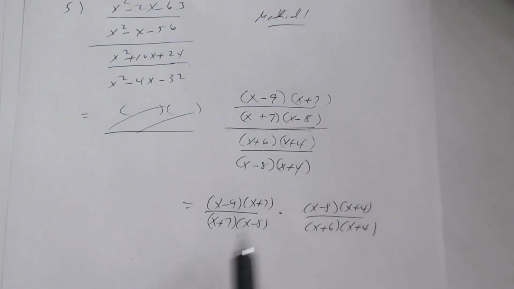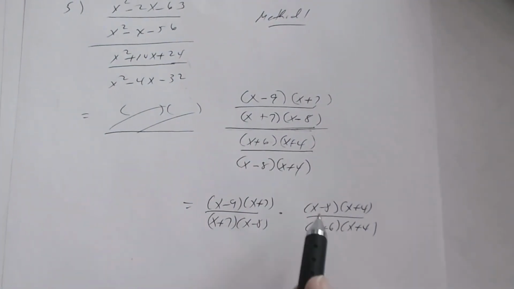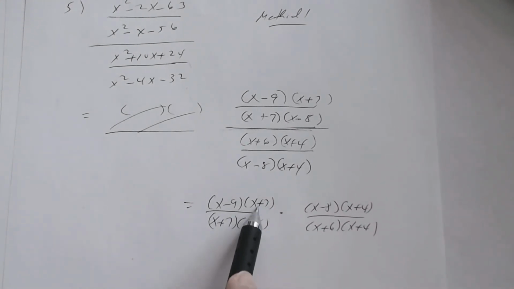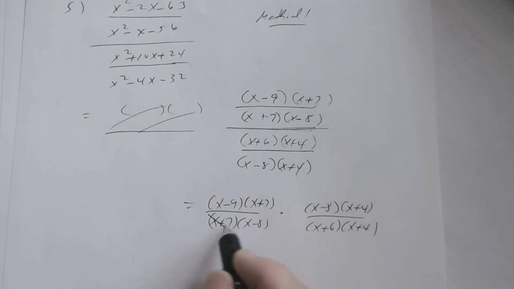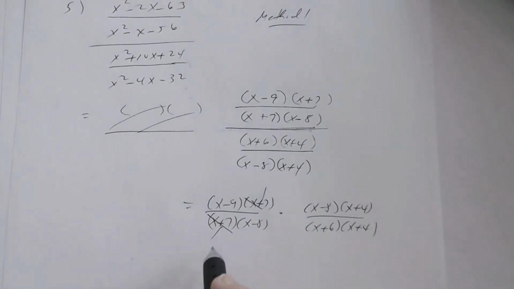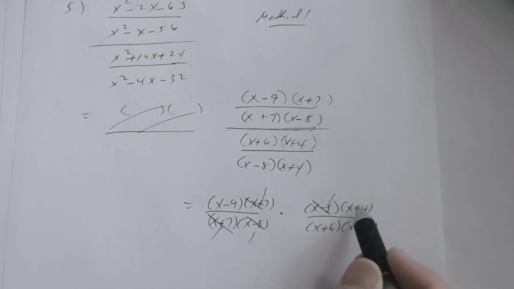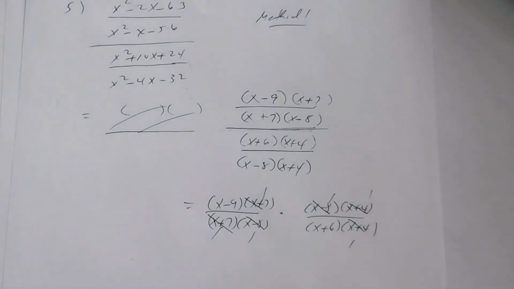So remember, everything's in factor form now, so let's reduce. I have a factor of x minus 9. I don't have any down here. I have a factor of x plus 7. I have one right here, so those divide out. Make sure you show that. I have a factor of x minus 8. Those divide out. Show it. I have a factor of x plus 4. Those divide out. Show it.